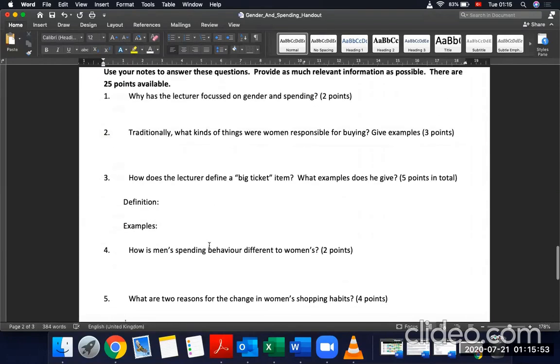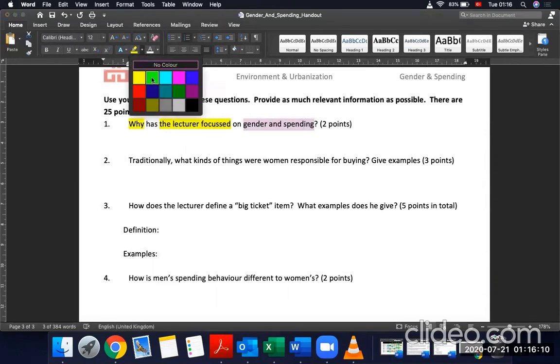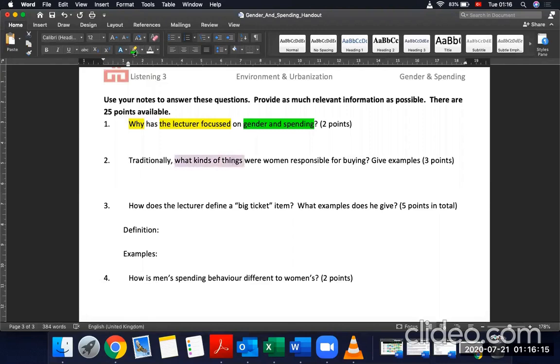Here are the questions. The first question, why has the lecturer focused on gender and spending? What was the reason for the lecturer to focus on gender and spending? Why is this topic important? Traditionally, what kinds of things were women responsible for buying? Okay, let's do it like this.